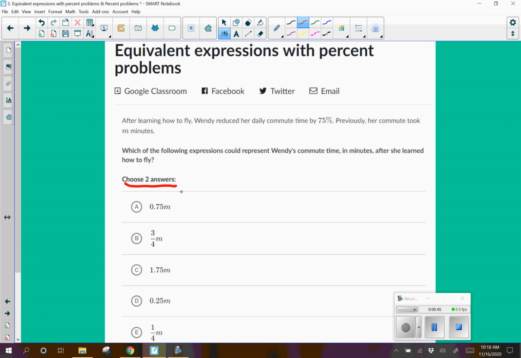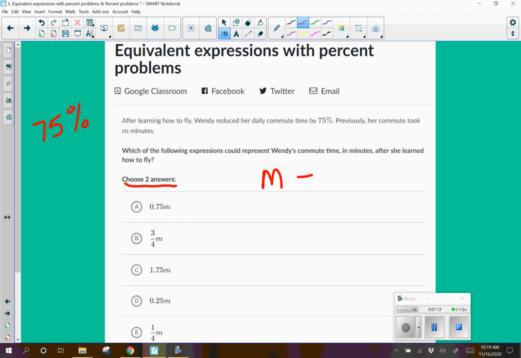Now, we dealt with some percentages back when we did interpreting expressions in the expressions, equations, and inequalities unit. So the first thing is, if it reduces her daily commute time, which is normally m minutes, that means we're going to be subtracting something. So we're going to start with m minus. Now, how do we find that reduction in time? Well, 75%, let's think about this first.